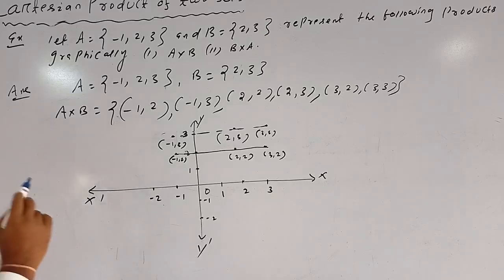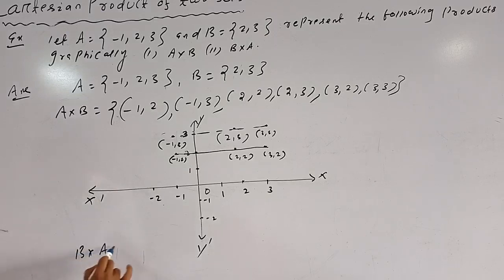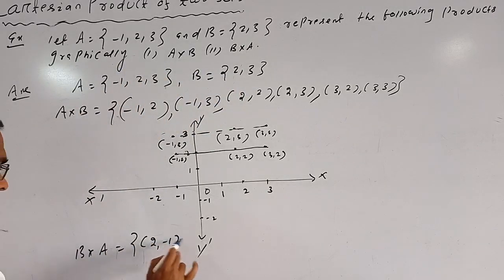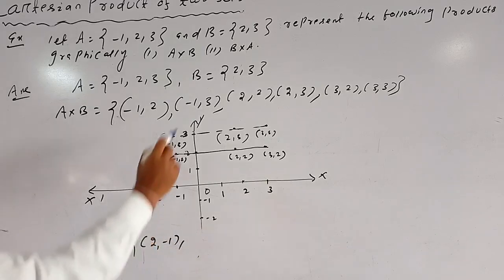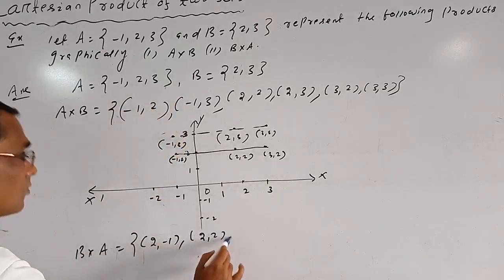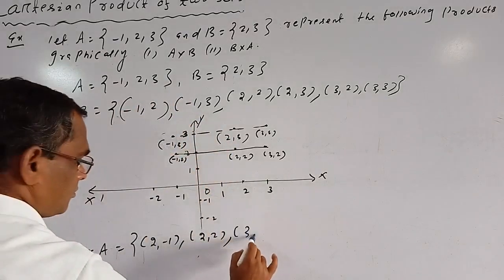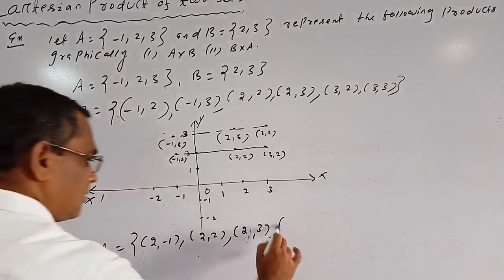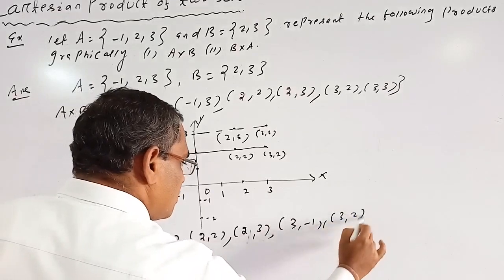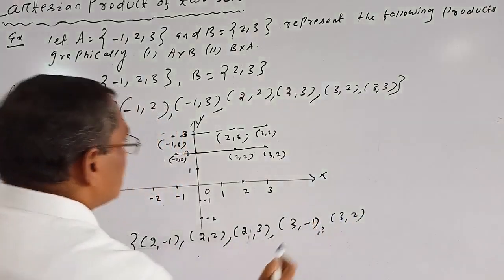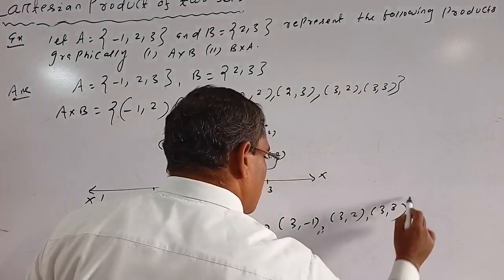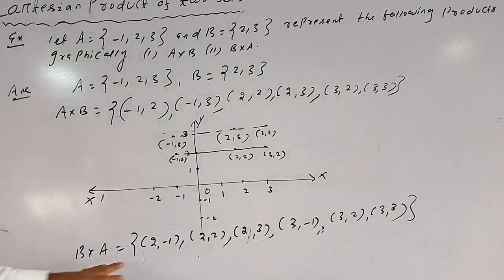Next we draw B cross A. So B cross A means first we write the elements of B. B cross A means (2, -1), next (2, 2), next (2, 3), so (3, -1), then (3, 2), then (3, 3). Okay, these are the elements of B cross A.